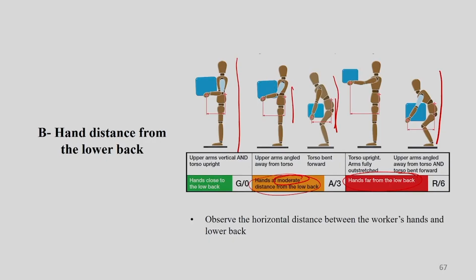So observing the horizontal distance between the worker's hand and lower back is the major area where you have to do the data collection. For all these cases, I would suggest you take a working videograph and come back to the laboratory for analysis. Don't take decisions on the spot while working. There may be a lot of ambiguity about whether the decision was correct or not. So better you collect the videograph and do the analysis after coming back to the laboratory. Okay, so these are the 2 factors.